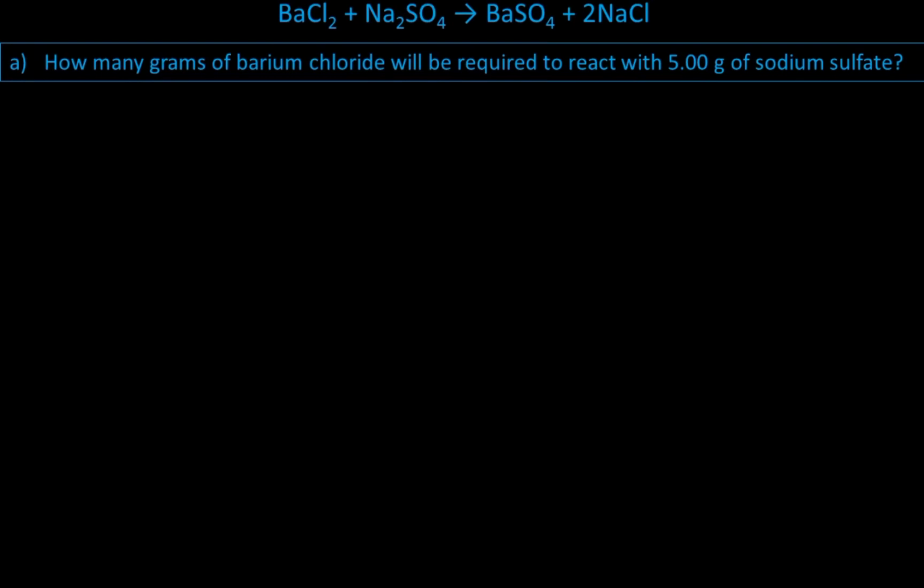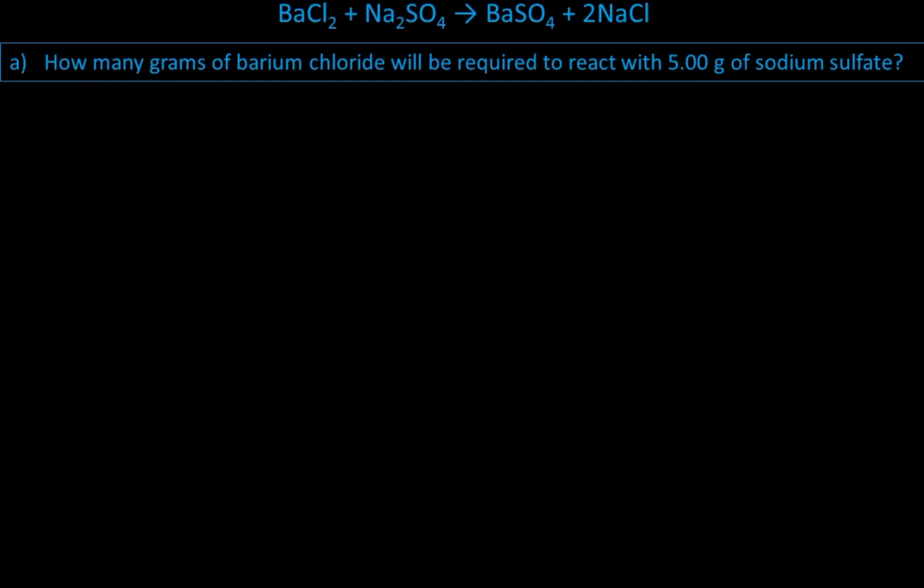So the problem statement here is: how many grams of barium chloride will be required to react with 5 gram of sodium sulfate? In the problem statement we are given a balanced chemical equation, and we are asked, if we have 5 gram of sodium sulfate, that is one of the reactants, then how much mass of the other reactant will be required.